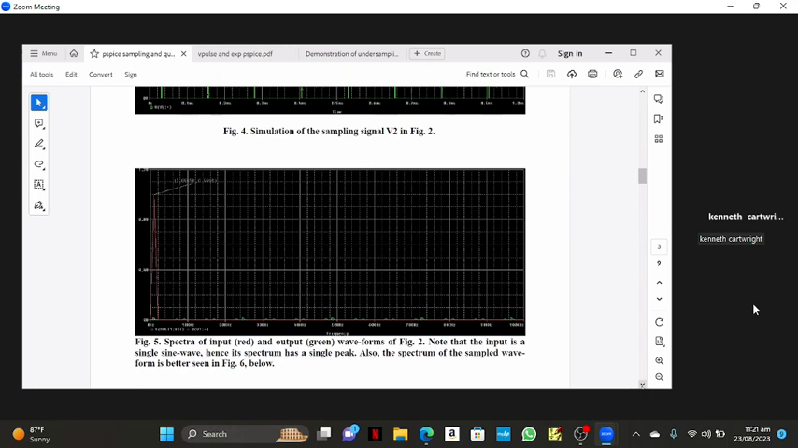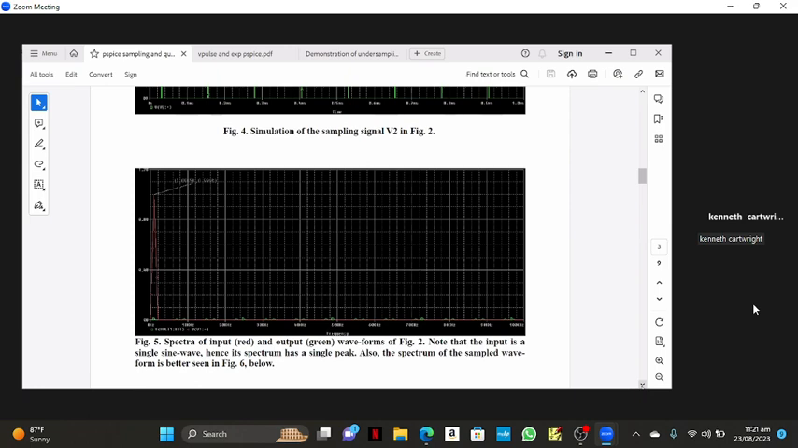Mr. Johnson? Yes, sir. All right. What's the green? The green is the spectrum of the sampled signal.